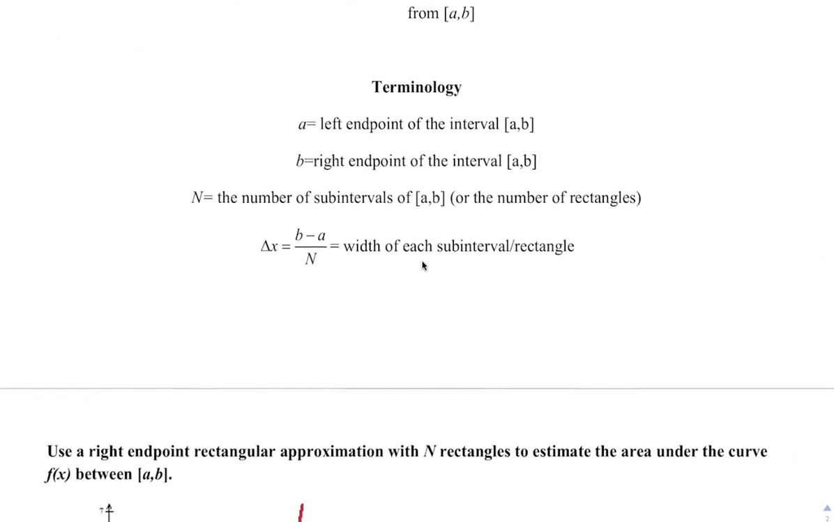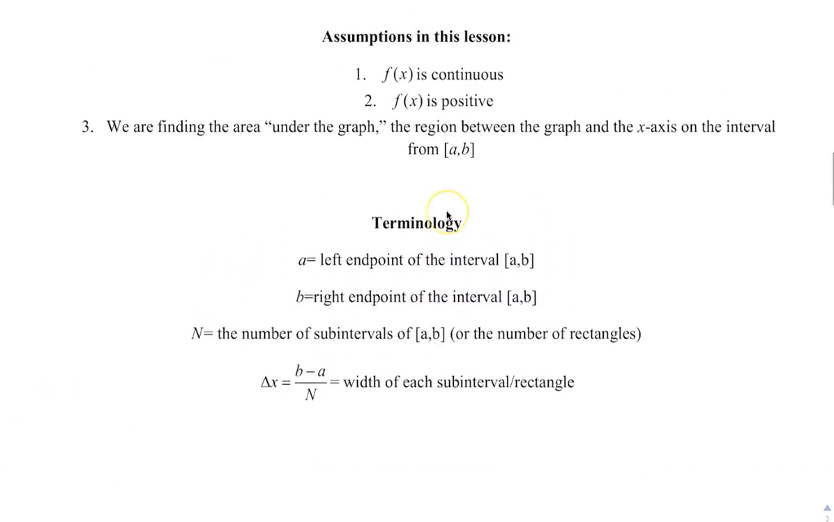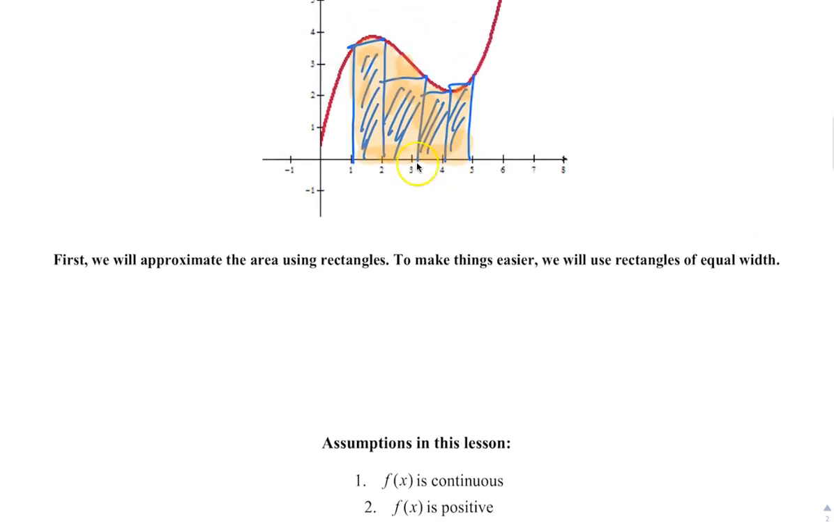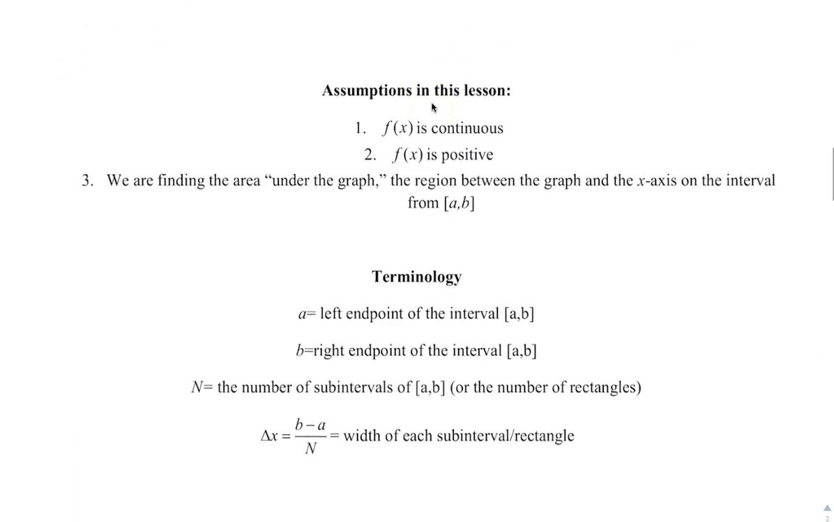A little terminology. A is usually the left endpoint when we have an interval. B is the right endpoint when we have an interval. N is the number of subintervals. So if we looked up here at my graph, I had 1, 2, 3, 4 subintervals. In this case, my N would have been 4.